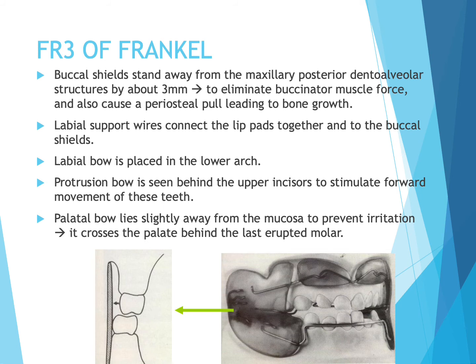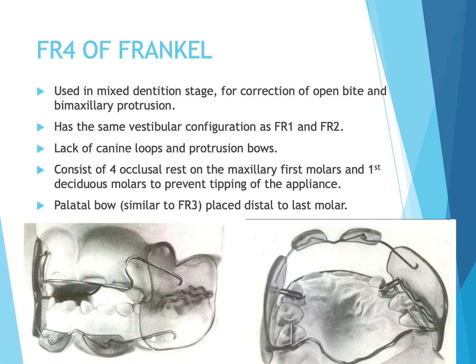Protrusion bow is seen behind the upper incisors to stimulate forward growth of these teeth. The palatal bow lies slightly away from the mucosa to prevent irritation. It crosses the palate behind the last erupted molar.